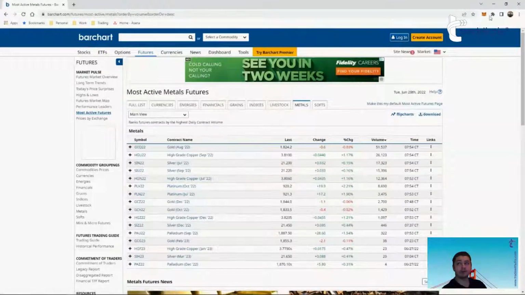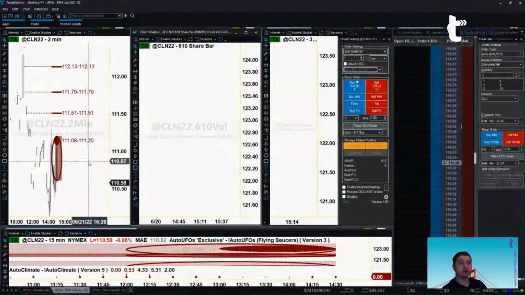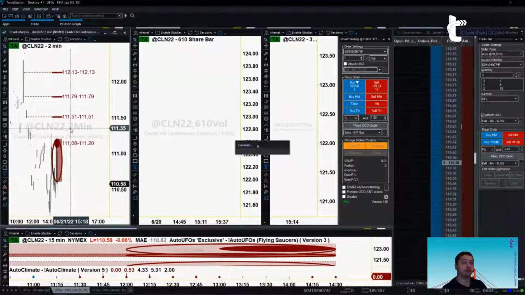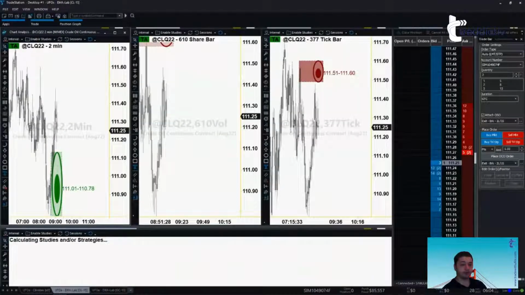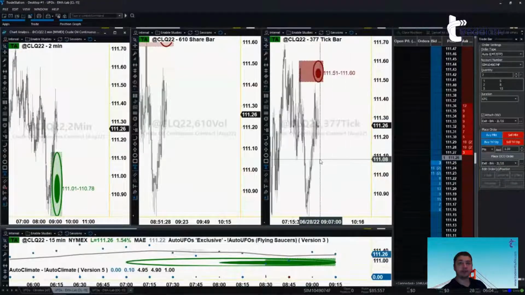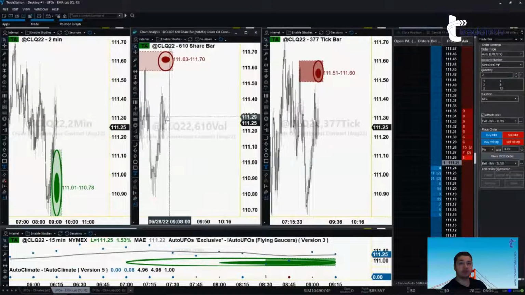All right, let's go ahead and minimize that. So we're on the right contract for gold. We're not on the right contract for crude oil. So let's go ahead and open up CLQ22 and get ourselves set up for some trading. Hope everybody's having a good Tuesday morning.